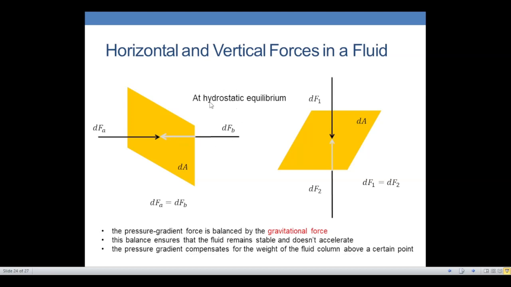Now, if it is in motion, this will never be equal. It could be that the force at this particular point is greater than at the other part of the fluid if it is in motion. However, what we are talking about here is a fluid at hydrostatic equilibrium. Now, this is in the horizontal manner. What about the forces acting in the vertical manner? That is the same.